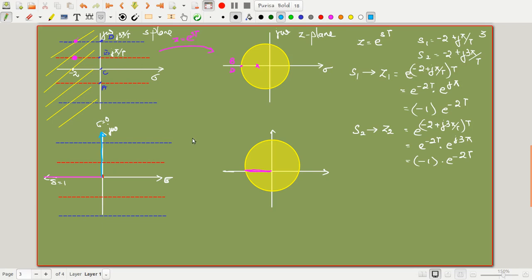Where is the zeta equal to 0 line? It is, in fact, the unit circle itself, right? This is the zeta equal to 0 line. I'm only drawing one part of it, this side, so in fact, it will be the whole of the z. So this is the zeta equal to 0 line, and this is the zeta equal to 1 line.